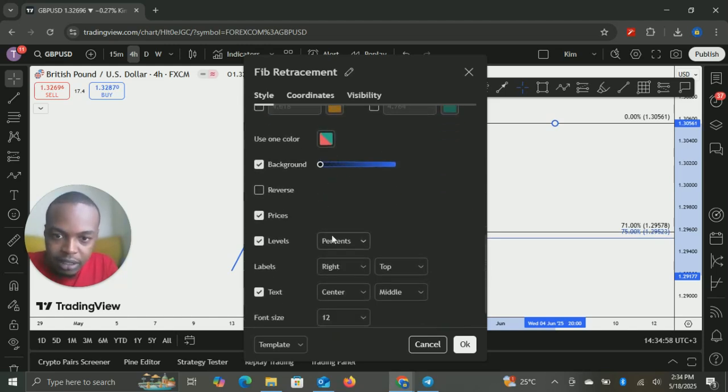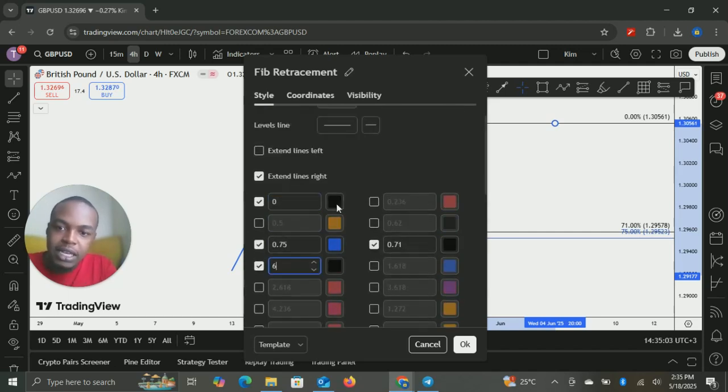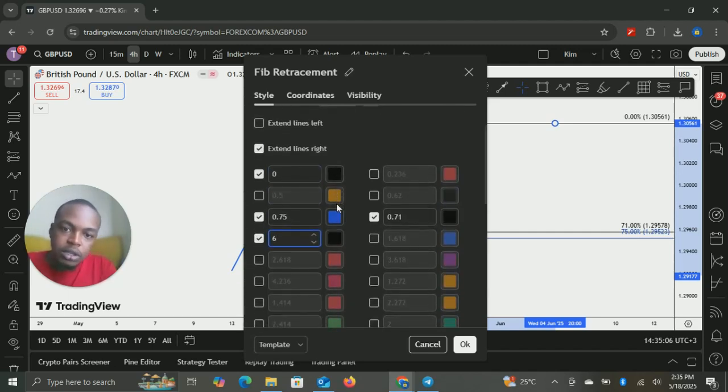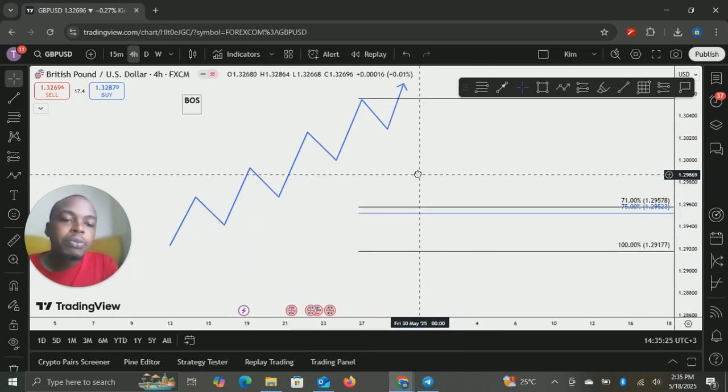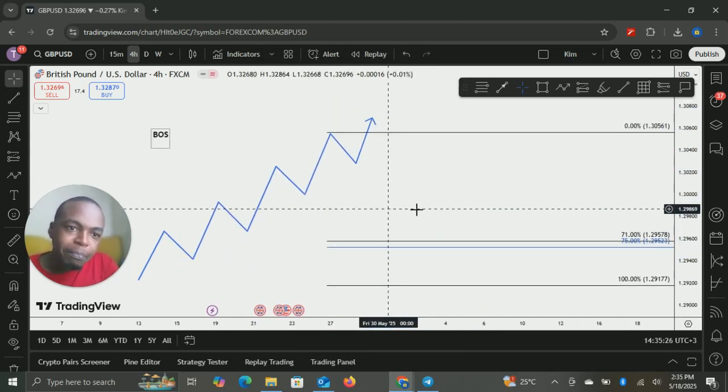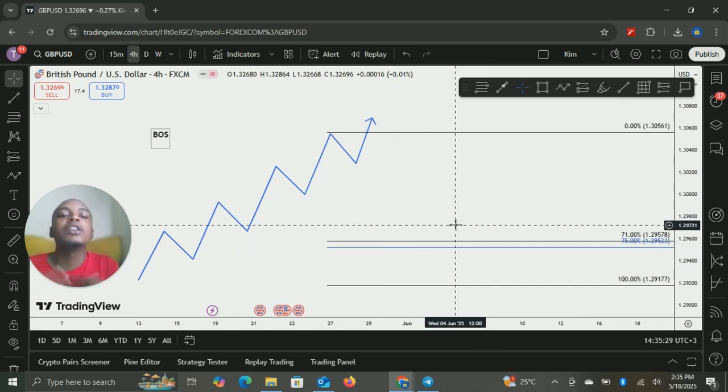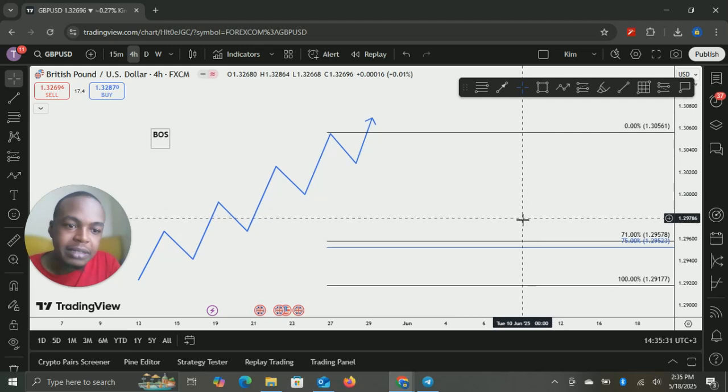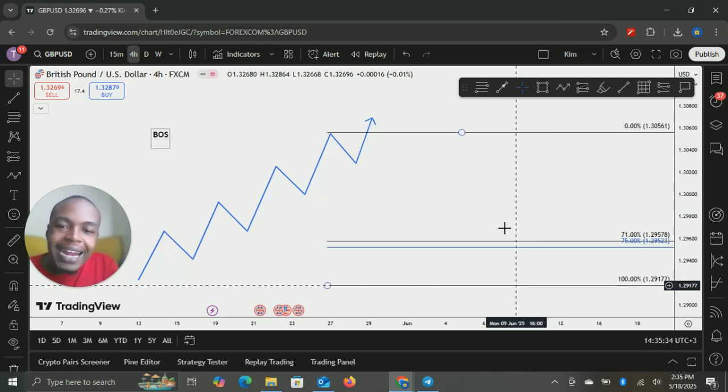When I draw it, you'll see it's on percentages, but here there's 0, 0.71, 0.75, and 1. Many people use fib differently. Someone will tell you, I entered at 0.5 and the SL is 0.71. That's okay for them, but for this specific strategy, we are going to use these 3 or 4 points: the 0%, 71%, 100%.